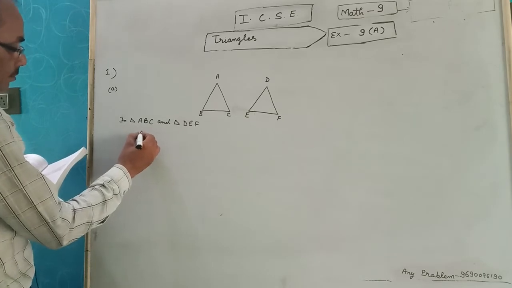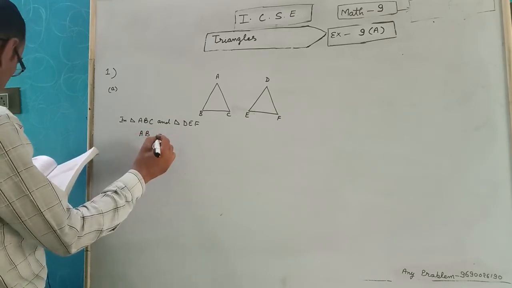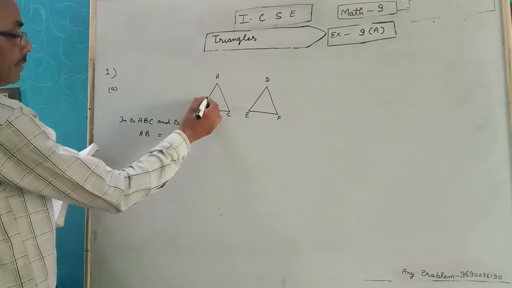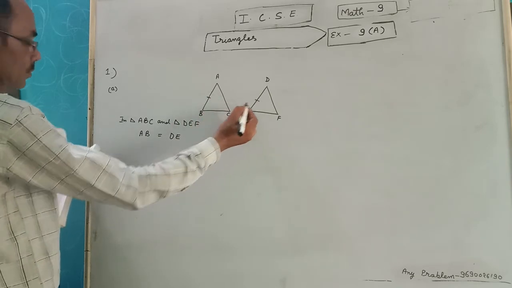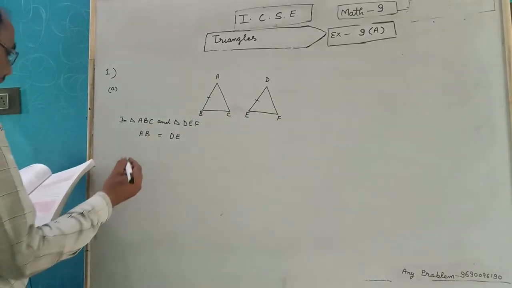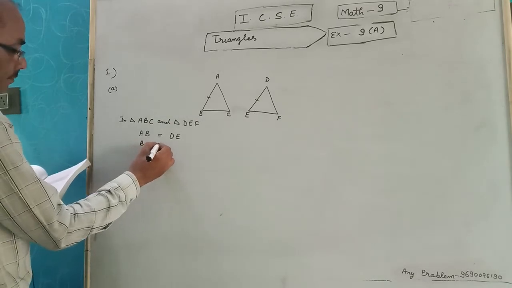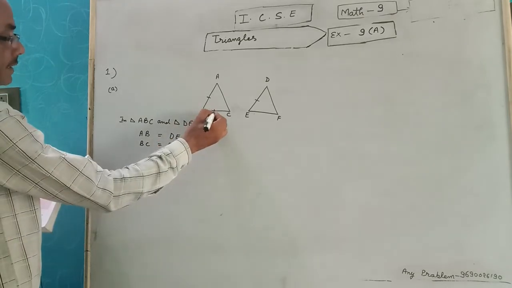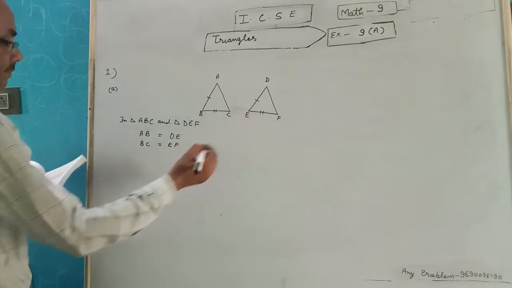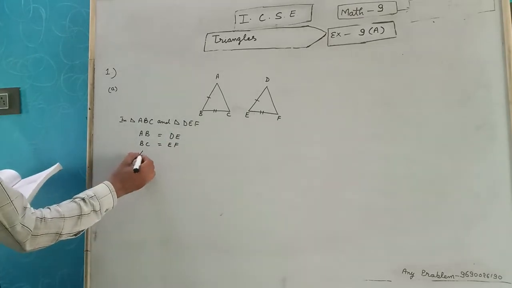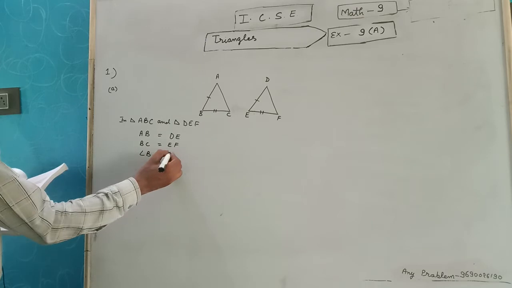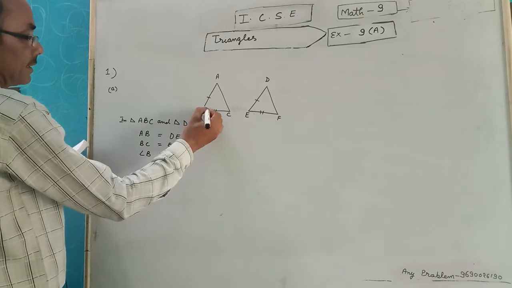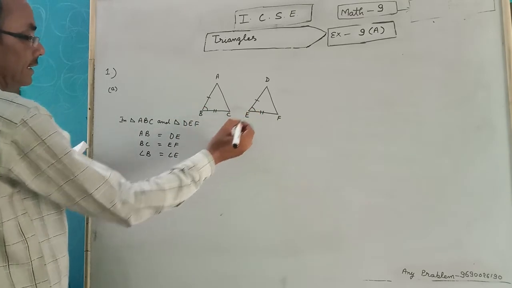AB is equal to DE, and BC is equal to EF, and angle B is equal to angle E. That is B angle and angle E.